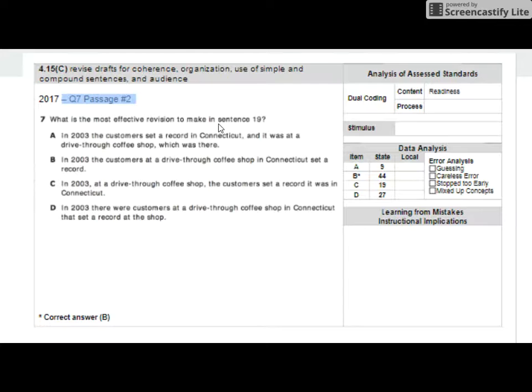So the first thing I need to do is look at sentence 19, and then I need to find it, but I need to read and get some context before and after what it is that I'm going to be reading. So what I do here is I just start reading.